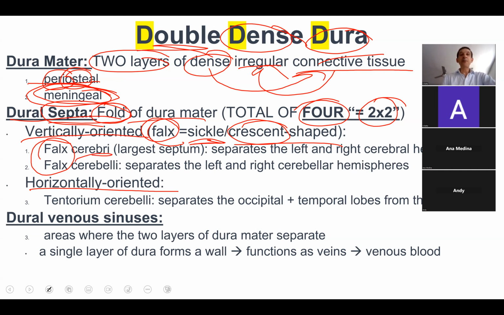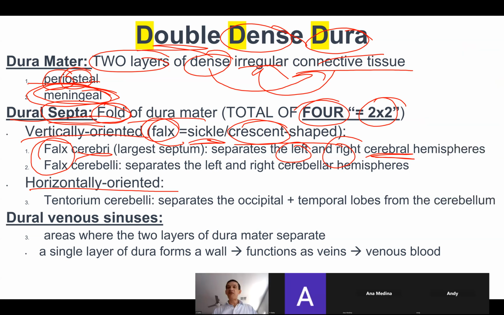One falx separates the left and the right parts of the cerebrum, right? So we think about the brain as a ball. We think about the right side of the ball and the left side of the ball. And if we cut it into two, we'll have two halves. And so we use the Greek word hemispheres. Hemi means half, sphere is a ball. So the right and the left cerebral hemispheres are separated by the largest fold, the largest septum, and we call it falx cerebri.